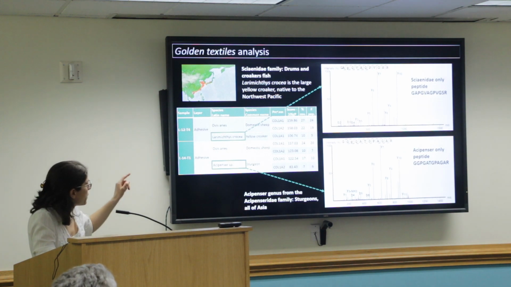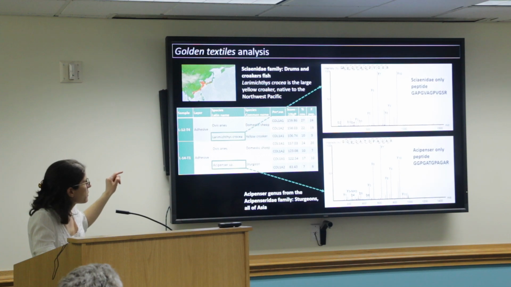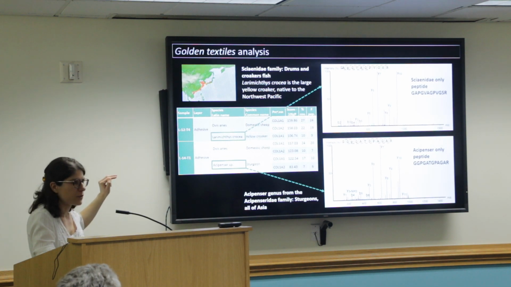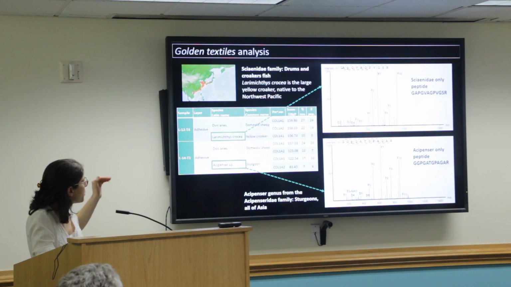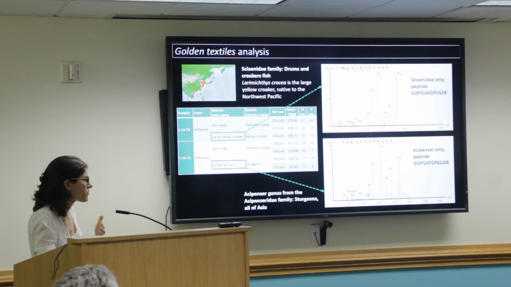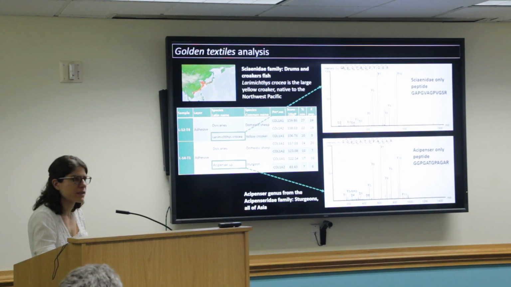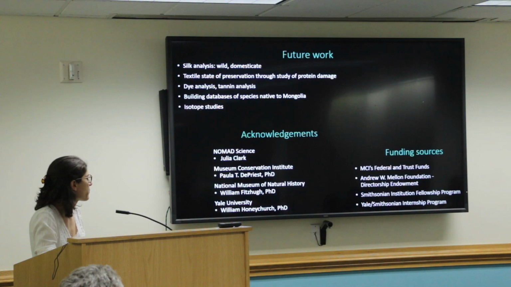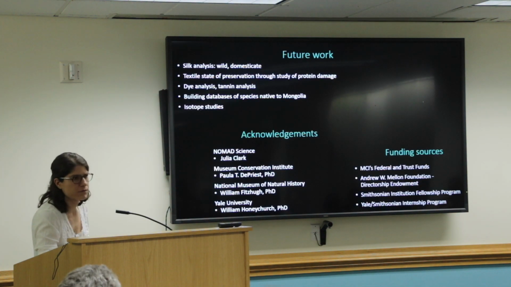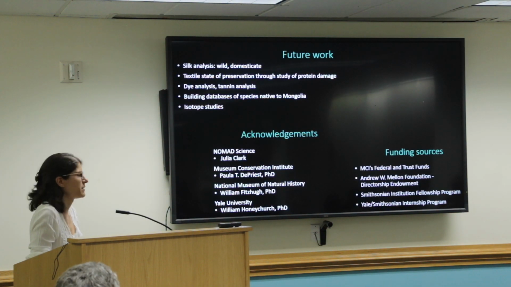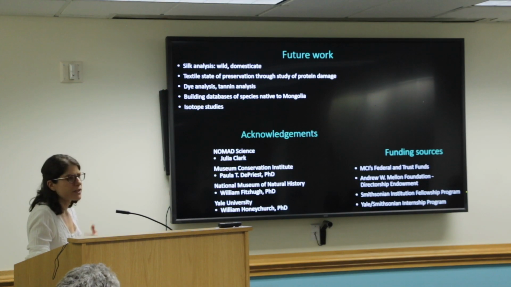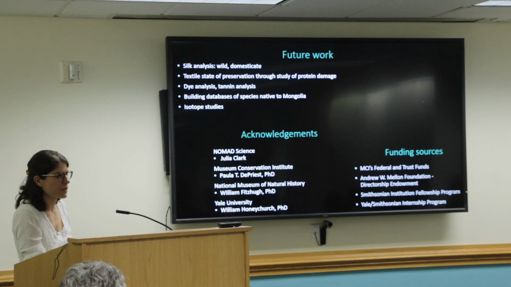But the difference between the two samples is that the first one had a fish from the Northwest Pacific, which is a yellow croaker, when the second one has a sturgeon fish glue. So hopefully by analyzing more of these samples, we can start reconstructing patterns of how they were made, and do more analysis on these threads and textiles.